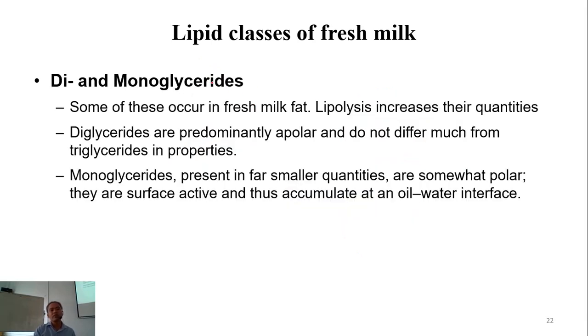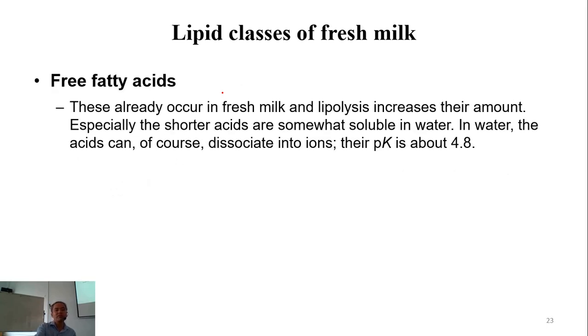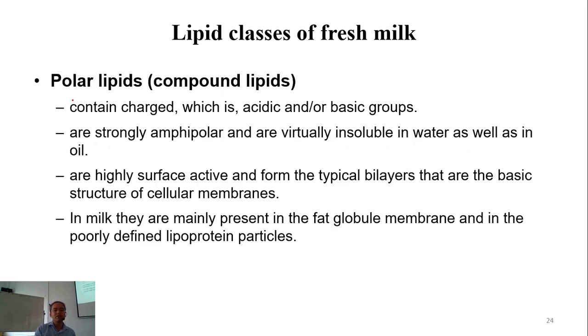We just go very fast through triglyceride and D and mono. I already explained how we have D and mono. If one or two fatty acids are hydrolyzed, then we have D or mono. We have some free fatty acids. Again, polar lipids occur at small or large quantity in milk fat? Very small compared to neutral fat. Okay.